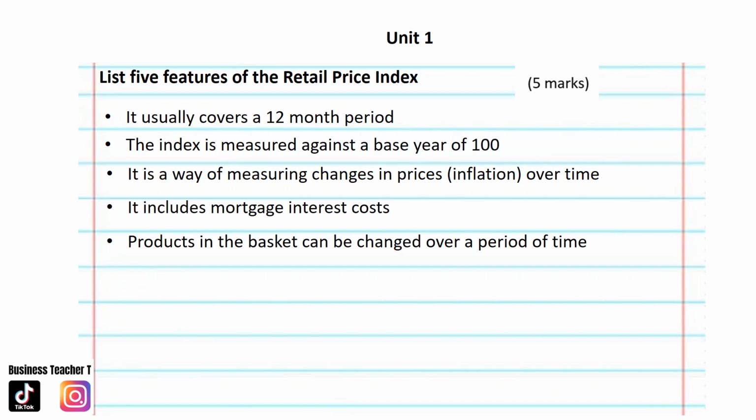It usually covers a 12-month period. The index is measured against the base year of 100. It is a way of measuring changes in prices, inflation over time. It includes mortgage interest costs. Products in the basket can be changed over a period of time. So as you can see, we've listed the answers. We've got the 5 features down. We haven't included any more than 5, and we will move on to the next question. Do not waste your time trying to describe these type of questions. Just list them.